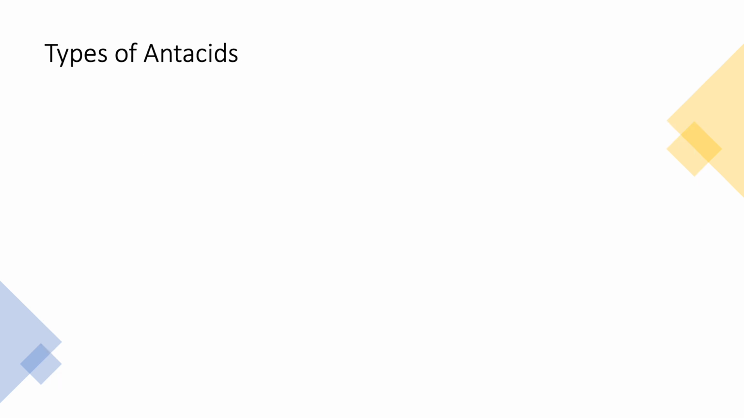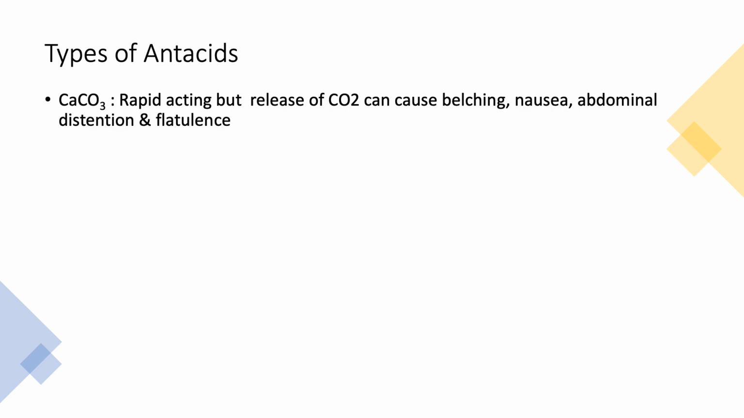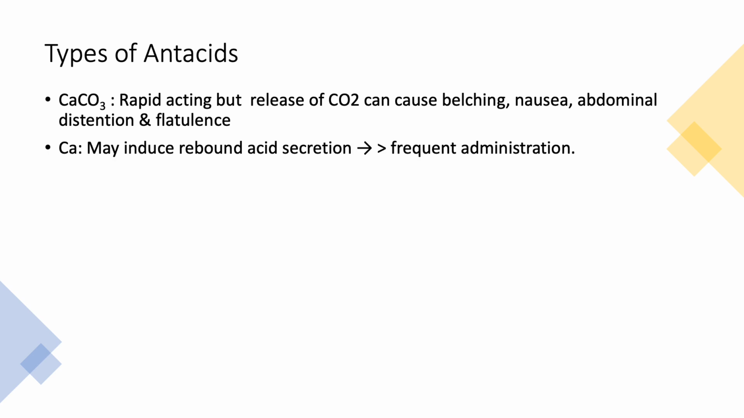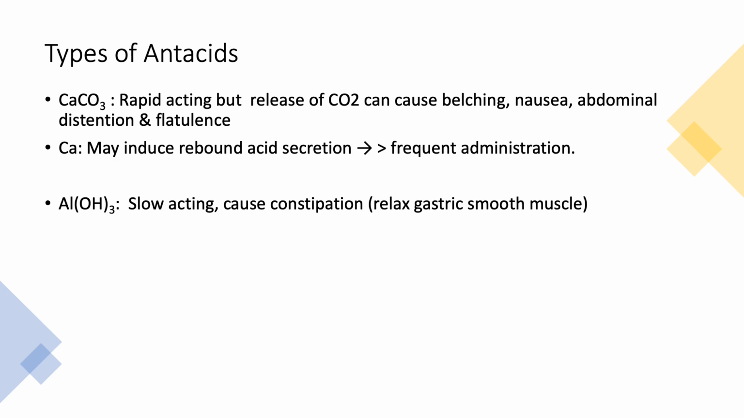So there are different types of antacids as mentioned just now. One of them is calcium carbonate. It's very rapidly acting, like all the antacids are, but because of the carbonate nature, it can release carbon dioxide. So the person might feel a little more belching symptoms and flatulence, right? It can cause rebound acid secretion as well, like all the other antacids.